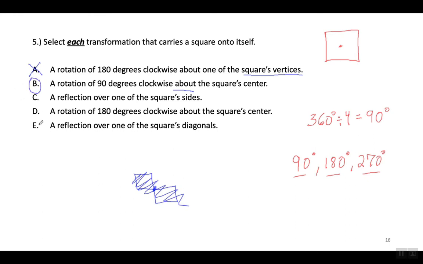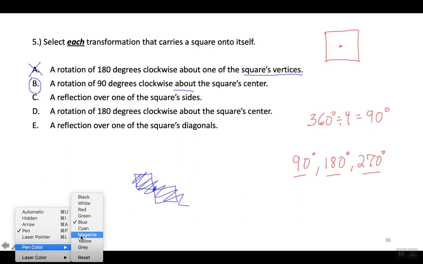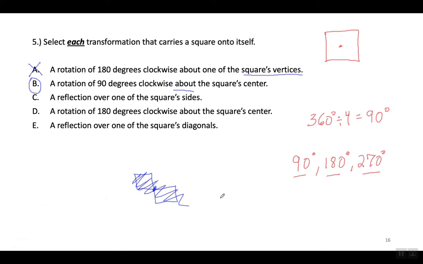Letter C, a reflection over one of the square's sides. Let me draw that. Okay, that's not going to work. If you reflect it over any side, let's say there's my square and I want to reflect it over this side right here, then you're going to get this square over here. That's not going to put the square on top of the same square. Or if you reflect it over this side, same thing. I don't know why, but a lot of students get that wrong. It seems pretty obvious to me. If you reflect it over one of its sides, it's not going to land on top of the same square. So letter C is wrong.